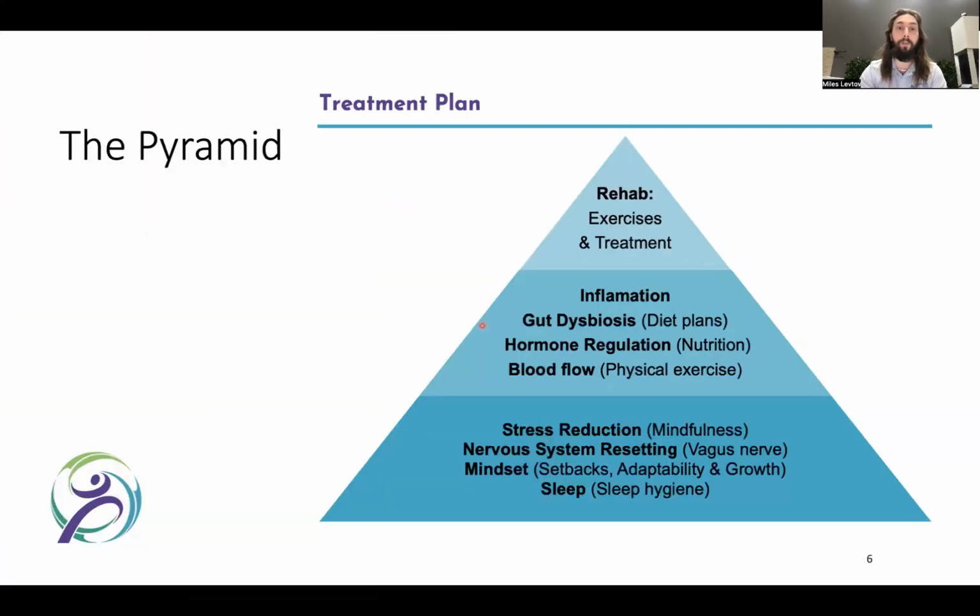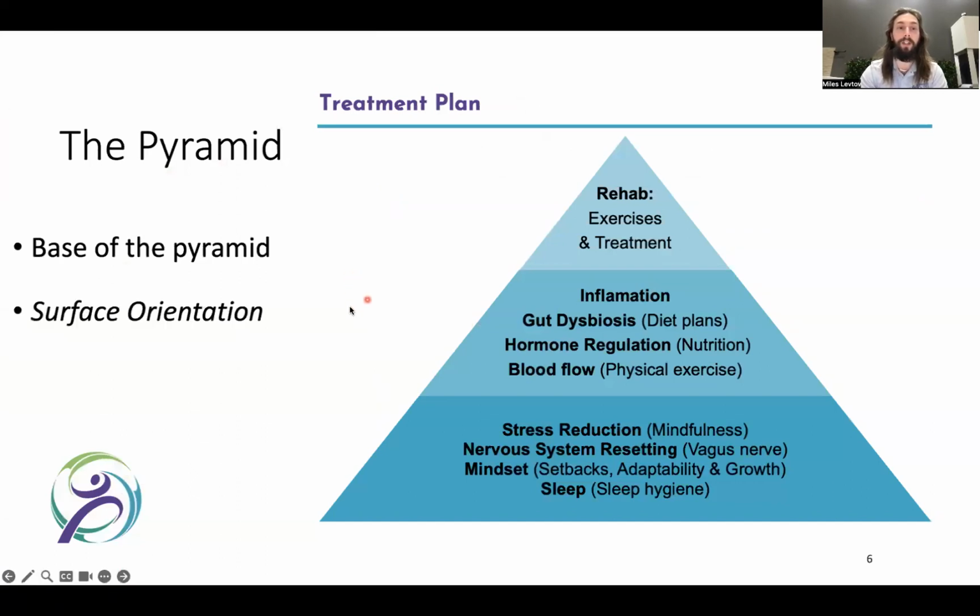Now, this is our pyramid treatment plan. What we are focusing on is the base of the pyramid, and specifically that surface orientation, which will fall under stress reduction and or mindfulness, depending on what you consider.